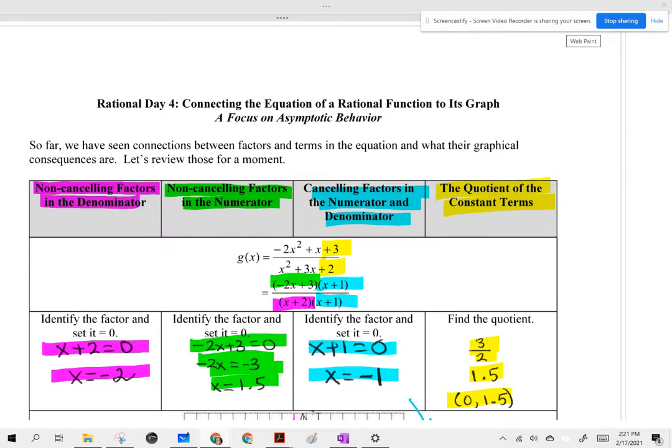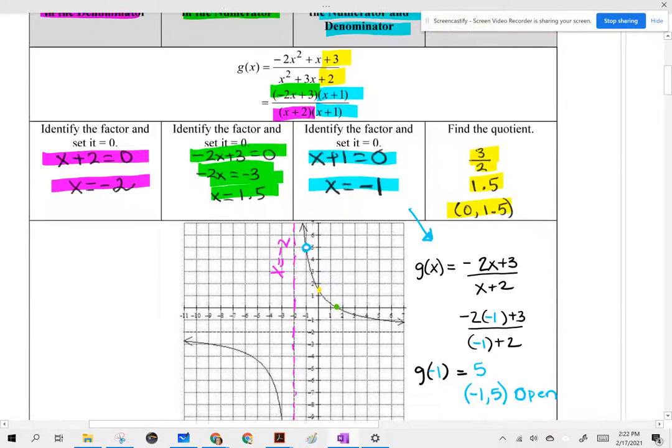All right, so this part is just kind of a review in terms of identifying and color coding different parts of that rational function. So you can look and see the non-canceling factors are pink in the denominator, the green, the blue, the yellow. Take a moment and make sure that you are able to identify all of those things. And let's take a look and see what that looks like on the graph.